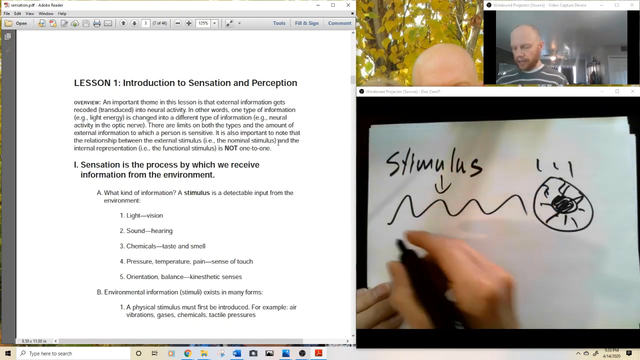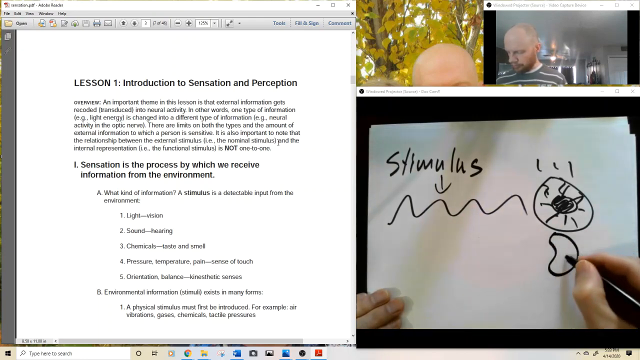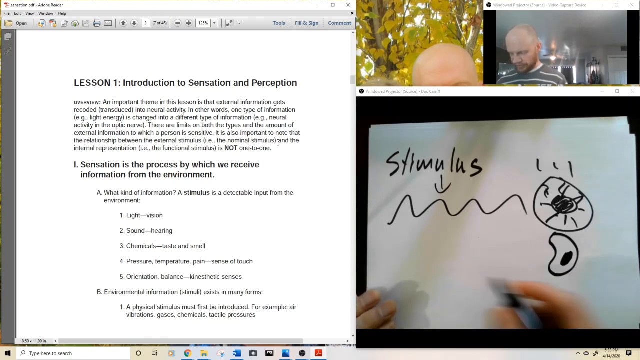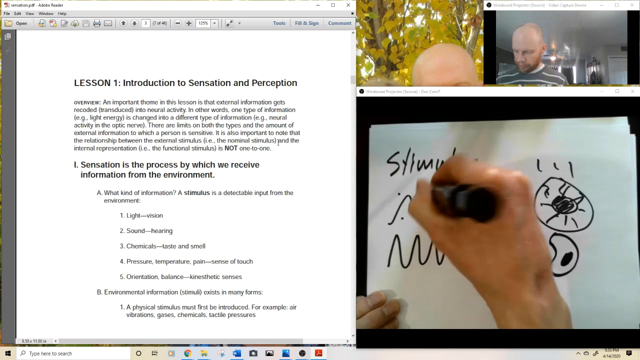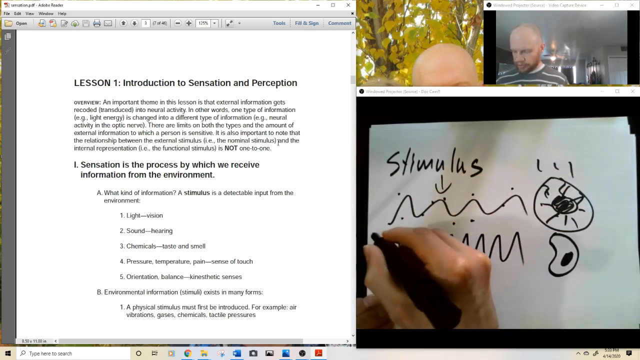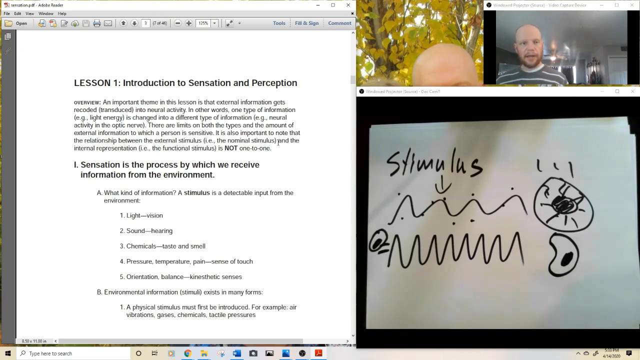With sound, you've got sound waves. See if I can draw an ear. It looks like a weird potato. So sound waves look like this. Light waves can also look like photons, depending on how we do this. It's coming out of some guy's mouth. And we hear that. You smell chemicals.